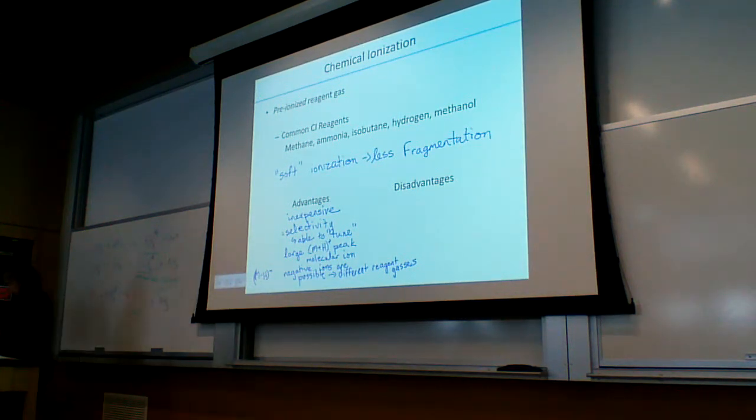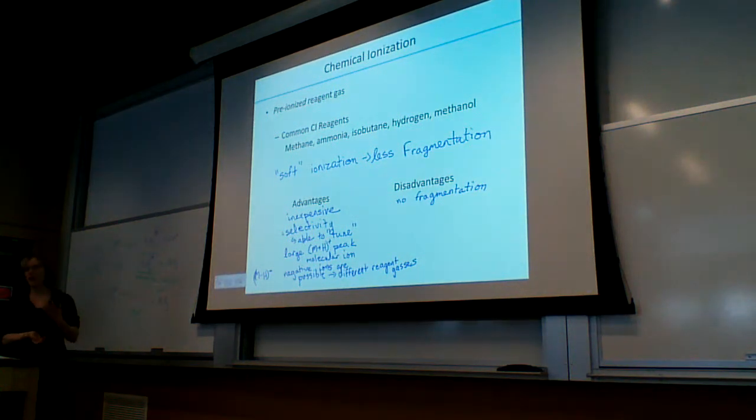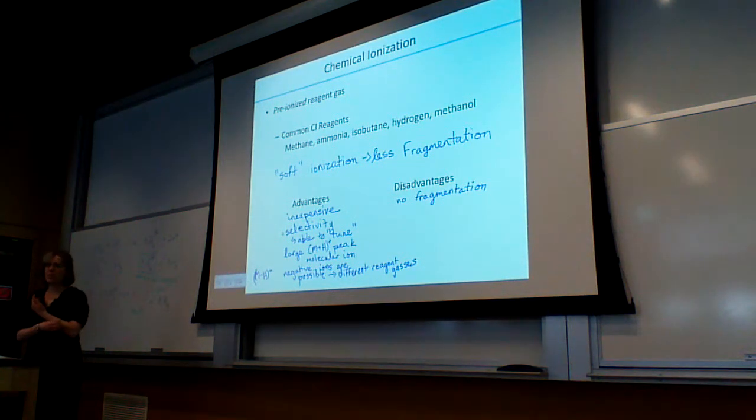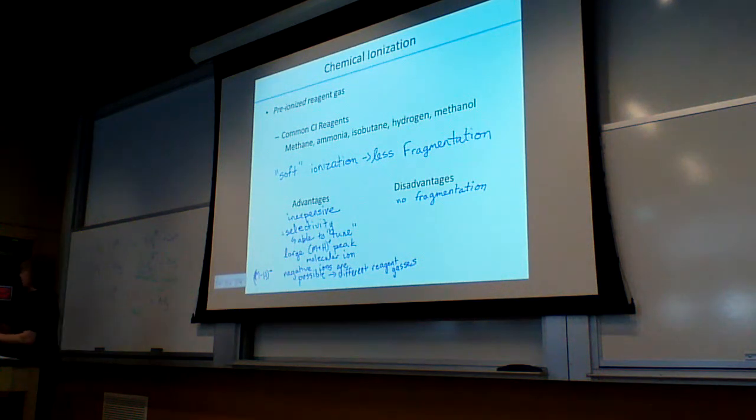Disadvantages: no fragmentation. So the fragmentation is lessened so you can actually see the molecular ion, but if you don't have the fragmentation, you're not necessarily going to know the different structural features that we can determine from the parts of the molecule we can see in the electron ionization technique. Questions about that?